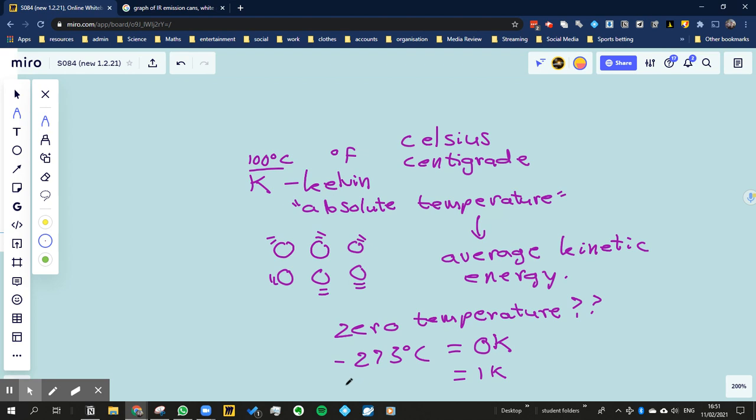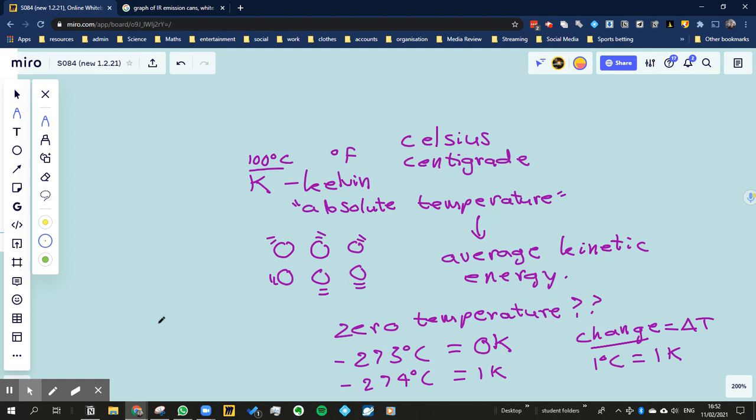Now, if we increase to 1 Kelvin, that is going to be minus 274 degrees C. So if we're talking only about changes in temperature, then 1 degree C is the same as 1 Kelvin. But when we're looking at how hot or cold something is, then we have to add or subtract, depending on which way we're doing it.